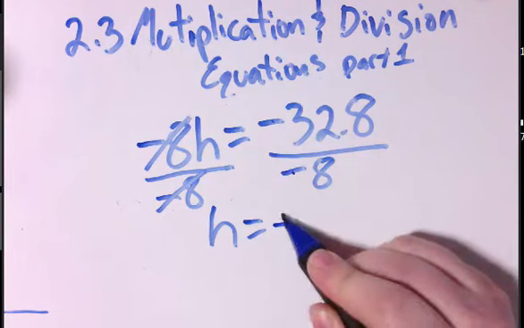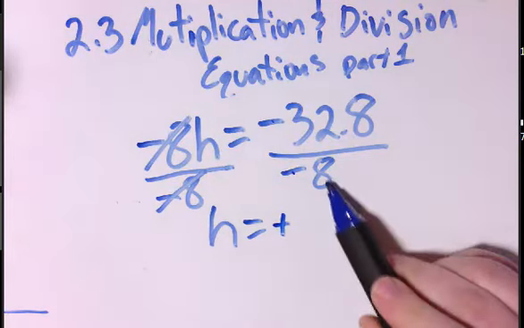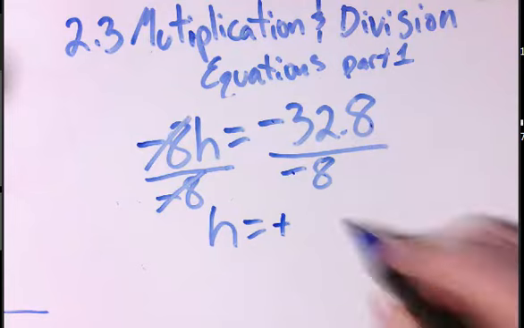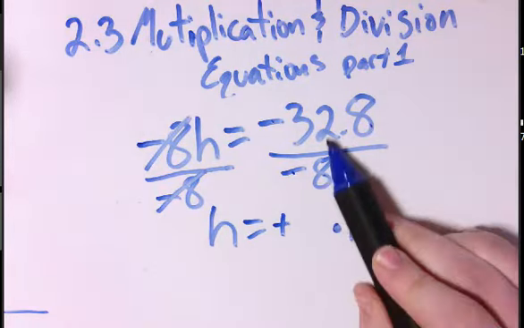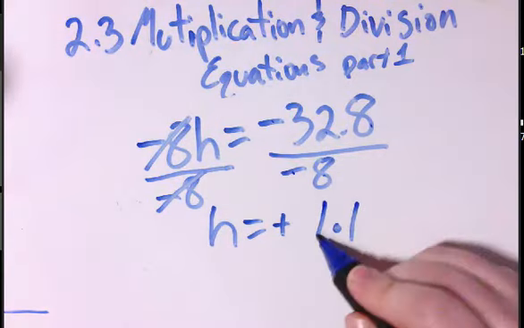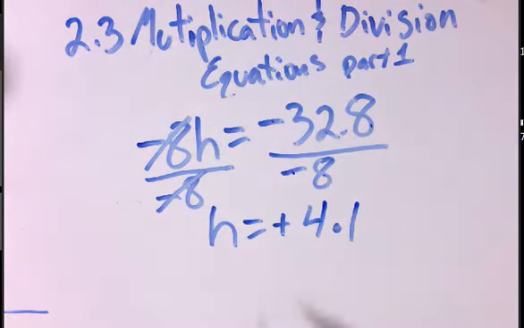So we are going to end up with a positive number. 8 goes into 8 one time, and then 8 goes into 32 4 times. So h is equal to a positive 4.1.